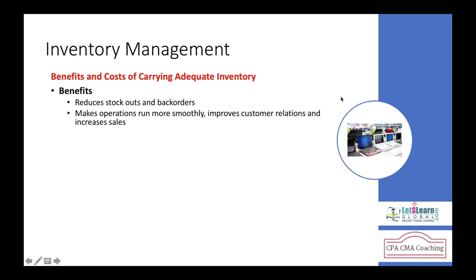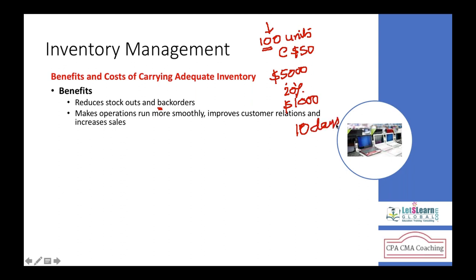Also, in the case of trading companies, there will be no back orders. Back order means if you do not have inventory and a customer places an order, you accept the order by accepting some advance. Say a customer places an order for 100 units which are not there in your showroom at the rate of, say, $50. So the sale amount is going to be $5,000, but you don't have any inventory in your hand. You may accept 20% as advance, that is $1,000, promising him that the inventory will be arranged in 10 days' time.